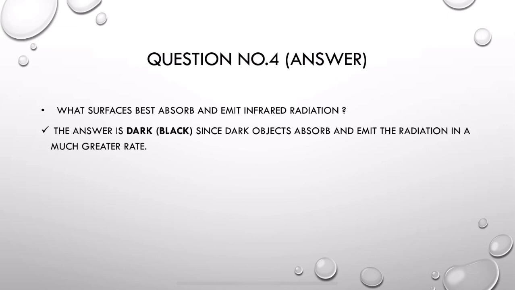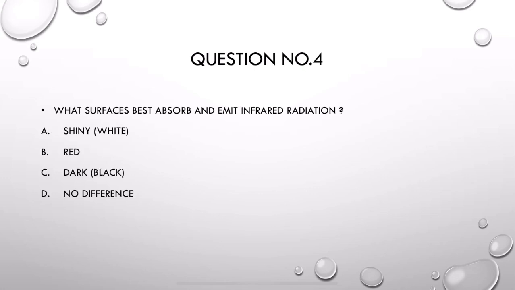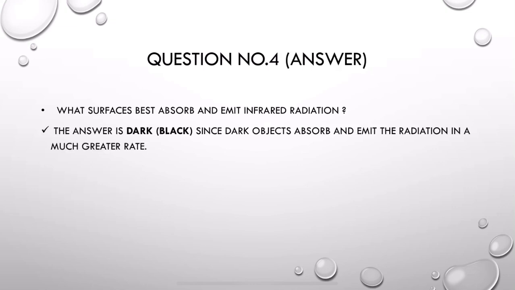And why? Since those dark and black surfaces are great absorbers and emitters of heat, of radiation, they absorb and emit the radiation at a much greater rate compared to shiny or white objects or red objects. So we can't say no difference, since, as I said 100 times, in radiation the colors of the surfaces of those objects are really important.